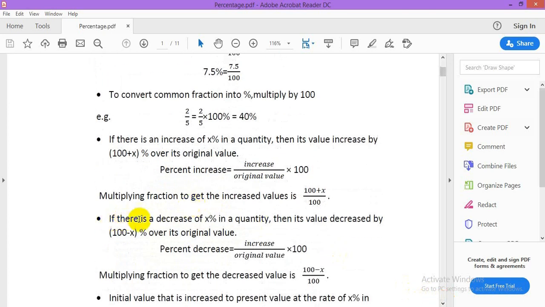If there is a decrease of x percent in a quantity, then its value decreases by 100 minus x percent over its original value. Percent decrease is equal to decrease by original value into 100. The multiplying fraction to get the decreased value is 100 minus x by 100.